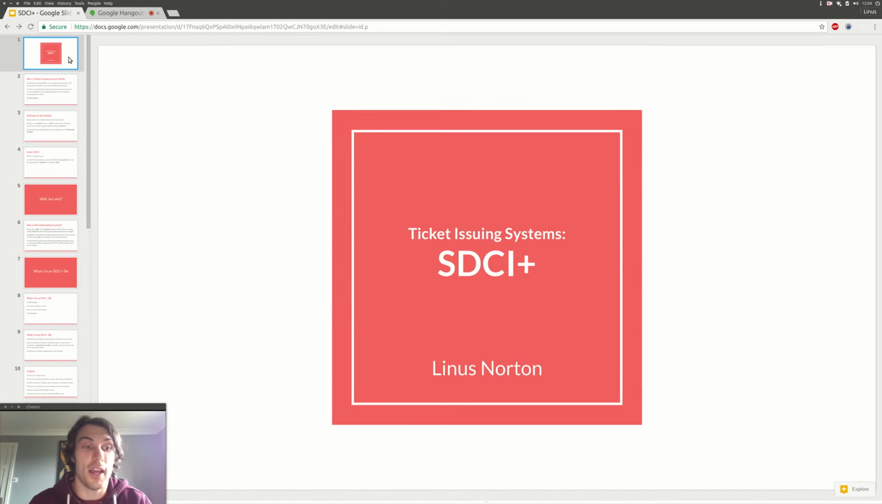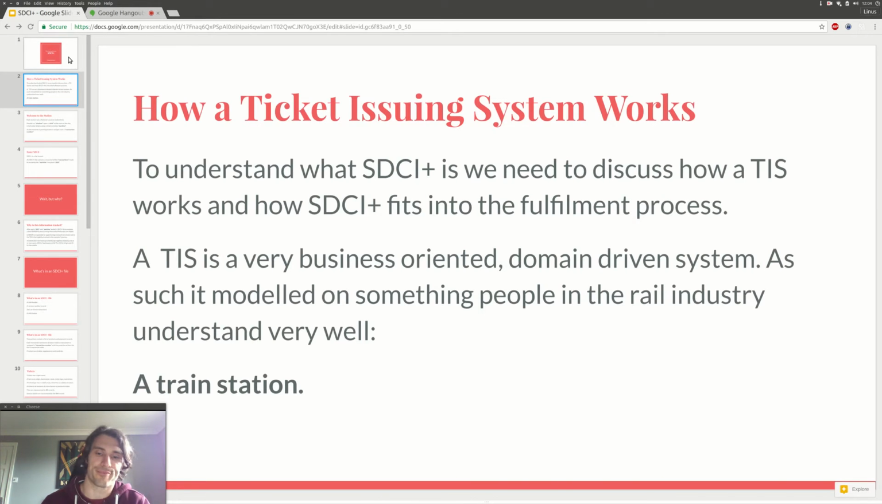Okay, so today we're talking about ticket issuing systems, which is what we are, and specifically the SDCI Plus. To understand what SDCI Plus is, we need to talk a little bit about how a ticket issuing system works, and then how the SDCI Plus fits into the fulfillment process. It's one of those areas that is sort of shrouded in mystery, but as we'll see, it's not really that complicated.